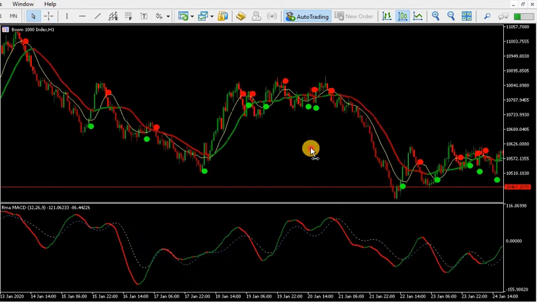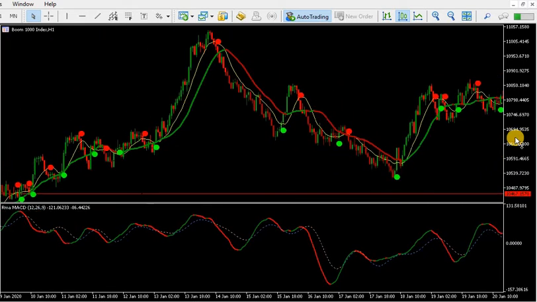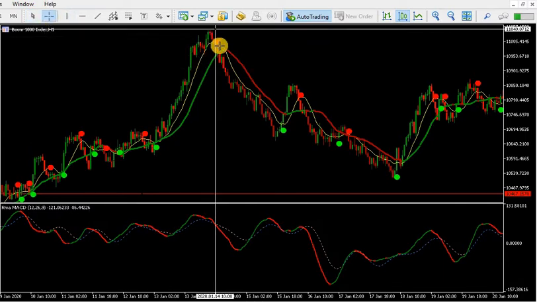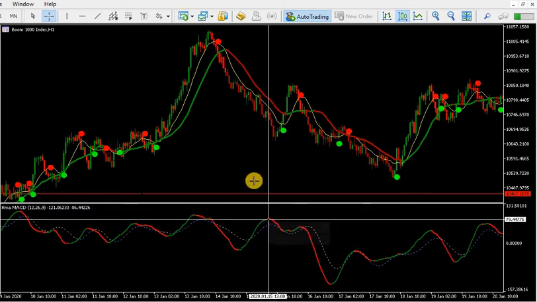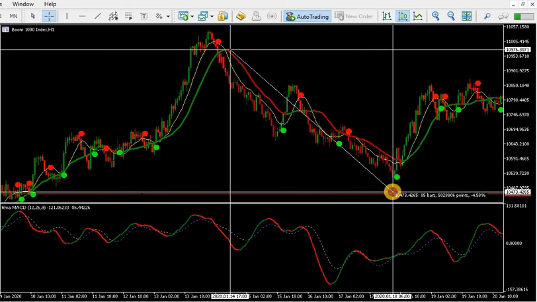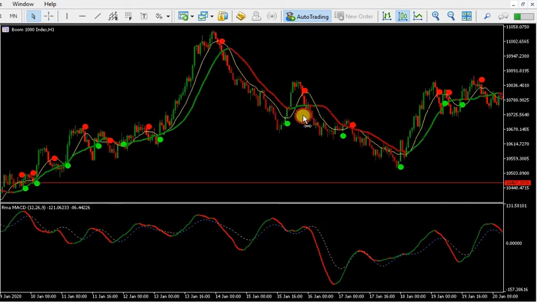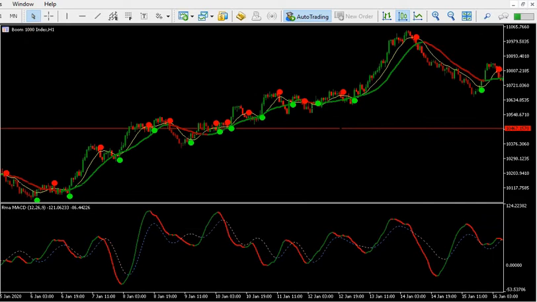This is the power of our system. Very, very easy. And look also here, dot, red, and RAM must be also. How much is it? Look at this one. Let me show you the M1 time frame, Boom 500.